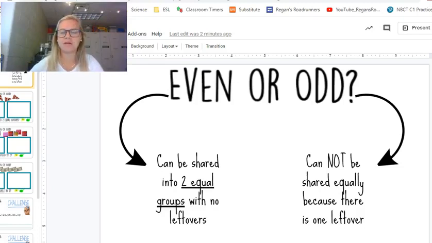Hi everyone. We are going to review the difference between even and odd numbers. We're going to start small, figuring out if a number is even or odd, and then I'm going to give you some challenges at the end.